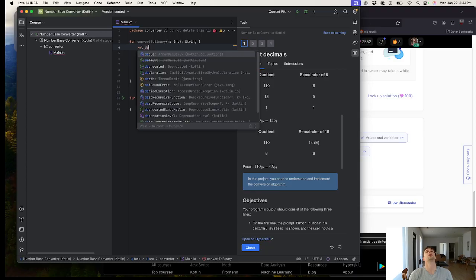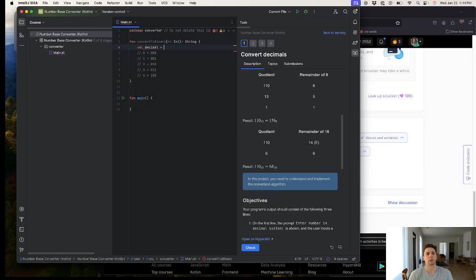So val decimal equals list of, and you can do like your max. Oh, maybe you could do that. Let's see here. Let's get 4, right? So we'll have 5, 6, 7, 8. I have an idea. I don't know if it makes any sense though.